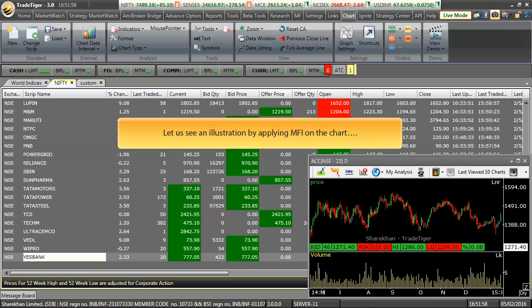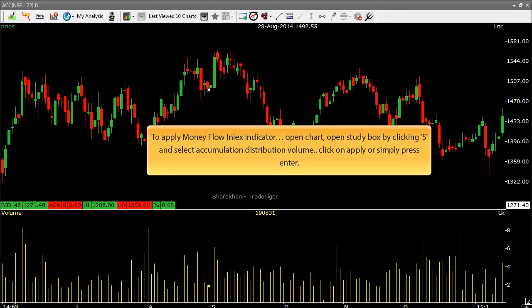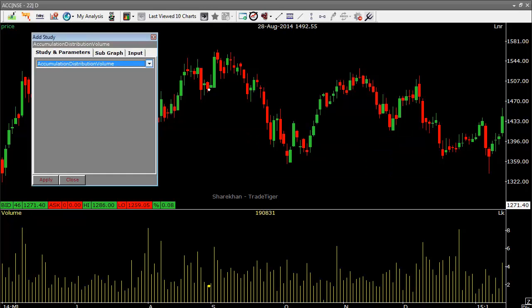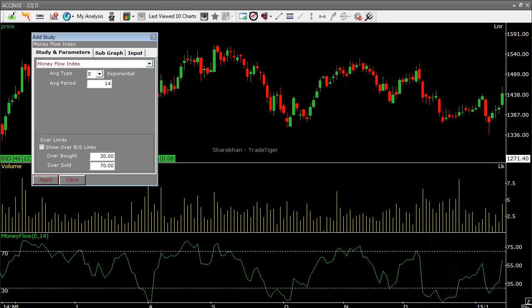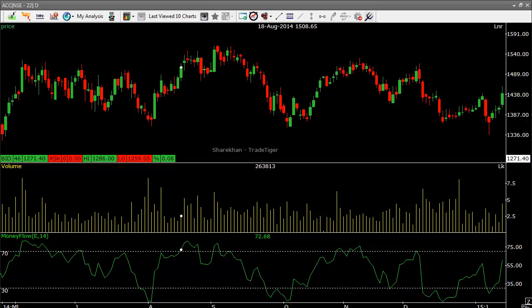So let us take an illustration of MFI by applying it on the chart. We are looking at a daily chart of ACC. To apply Money Flow Index, all we have to do is insert the study box, select Money Flow Index and click on apply. As soon as we apply, we can see a lot of overbought and oversold situations.